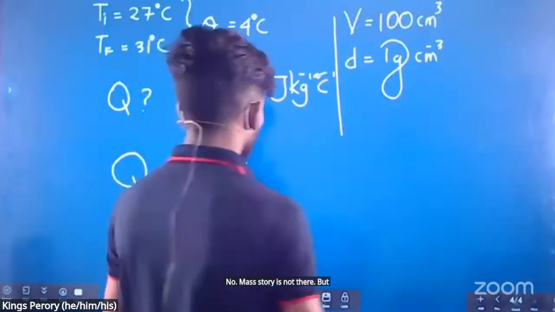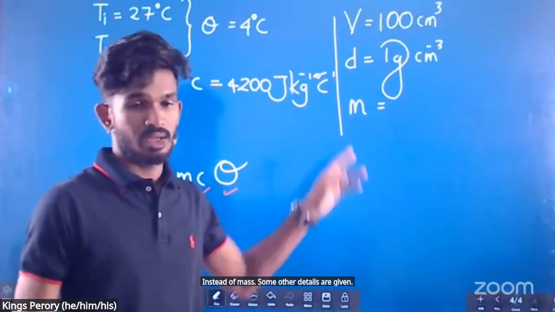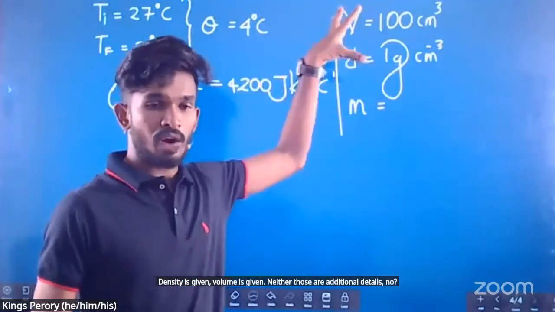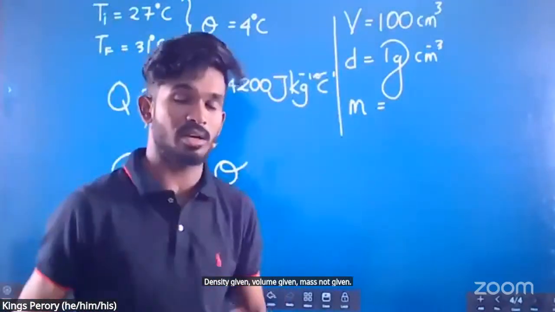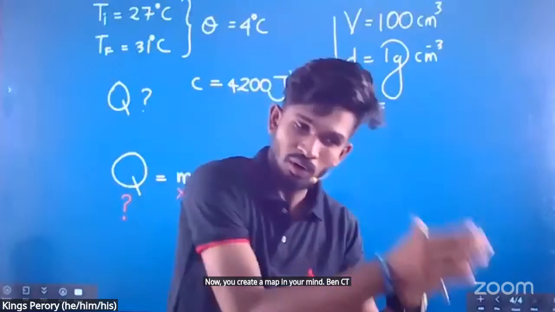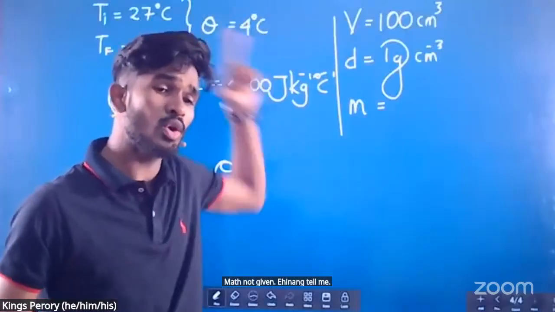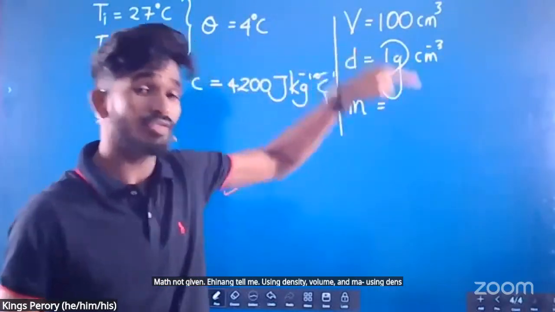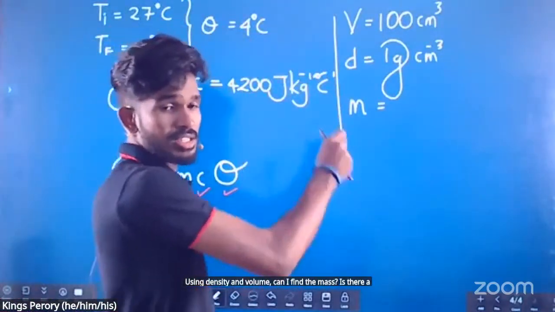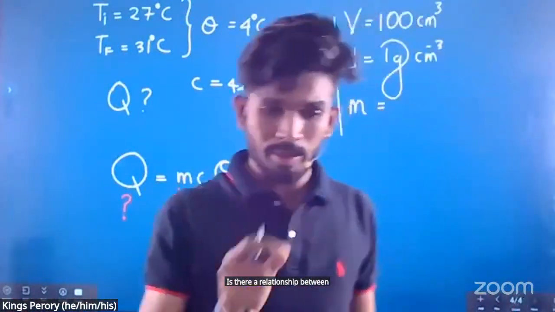But instead of mass, some other details are given. Density is given, volume is given. Those are additional details. Density given, volume given, mass not given. Now create a map in your mind. Using density and volume, can I find the mass? Is there a relationship between density, volume and mass?